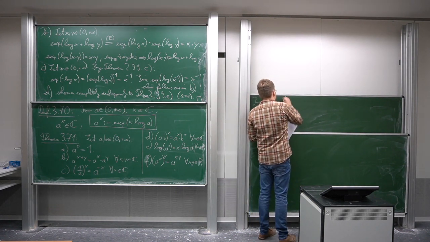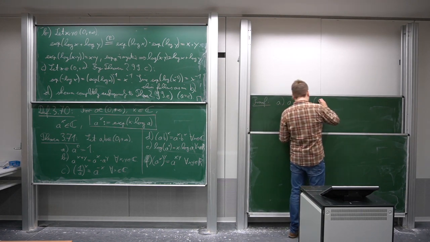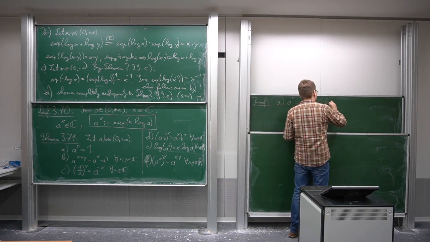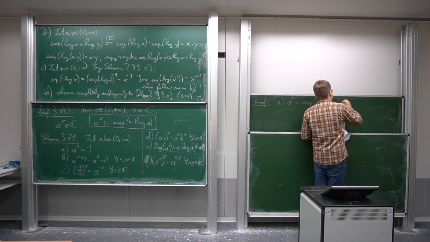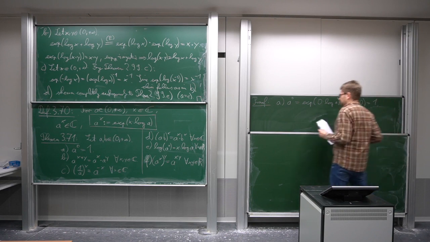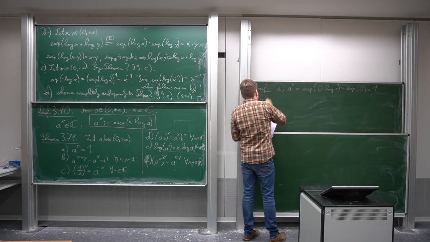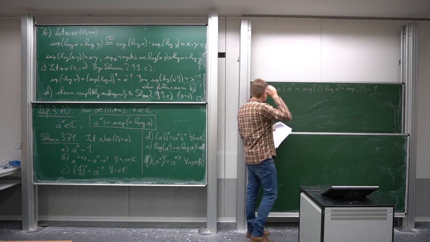Namely, a to the power of zero, this is just exp of zero times log a, which is of course exp of zero, and this is one, as we know. Okay, that was trivial. Now, for part B, we just need to make some fancy computation.